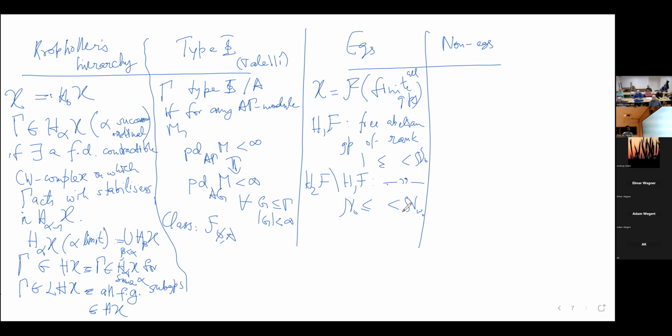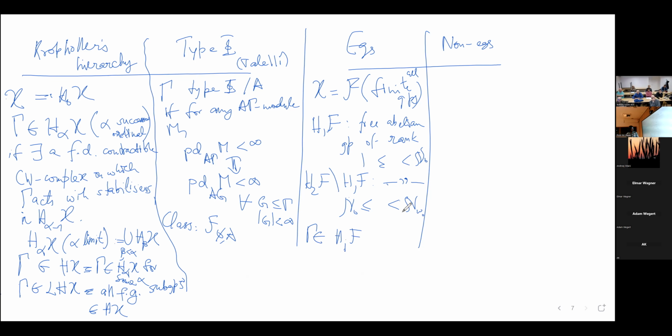Now, why am I saying all these things? These are examples of groups. You might wonder, what is the point here? Well, if a group is in H1F and my ring of coefficients is any commutative ring of finite global dimension, then all modules have complete resolutions. And that is a theorem. I mean, that is not trivial.